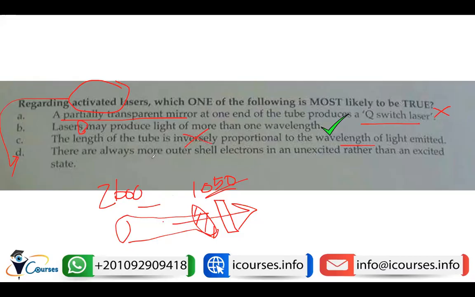There are always more outer shell electrons in the unexcited state rather than the excited. Well, this can occur in the resting phase, but in an activated laser, the excited should be more than the unexcited form. Again, this is what's called the population inversion. Population inversion means that there are more excited electrons than unexcited ones.